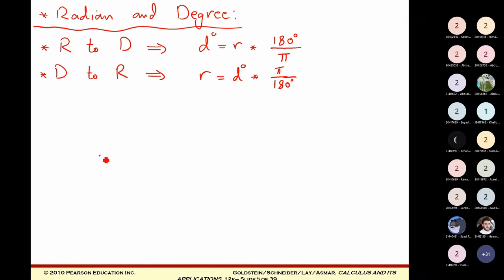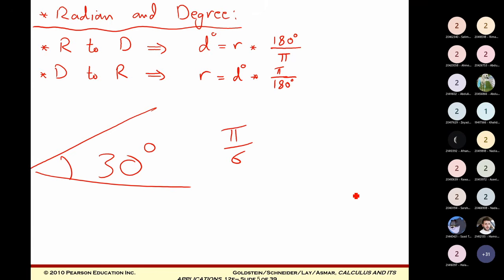For example, we have an angle like this, 30 degree. This is the degree measure. In the radian measure, we can write it as pi over 6. So 30 degree and pi over 6 are equal, but the first is for degree and the second is for radian. The sine of 30 degree equals the sine of pi over 6 radian.